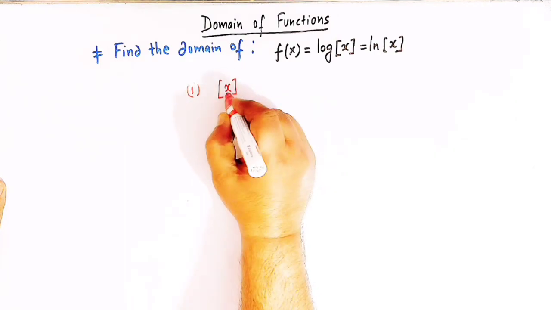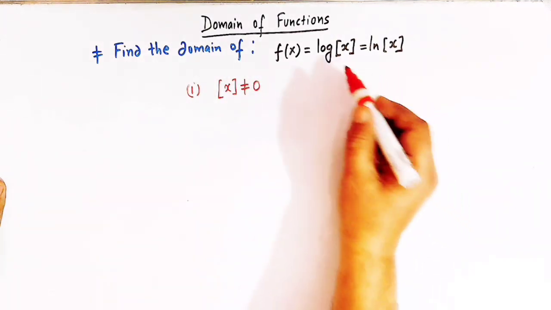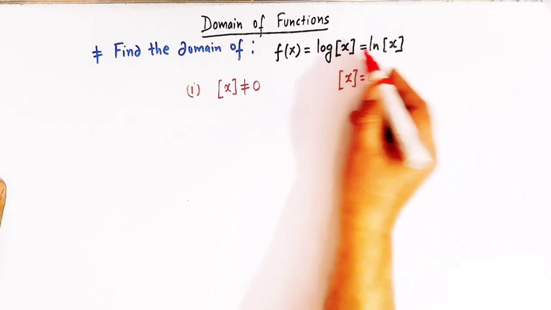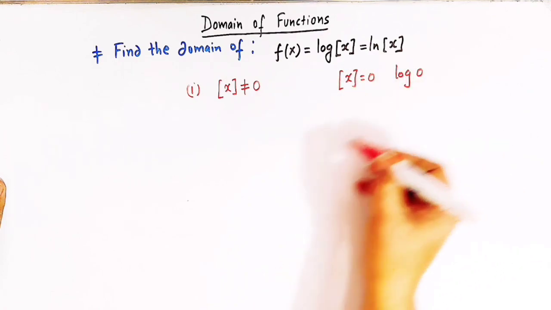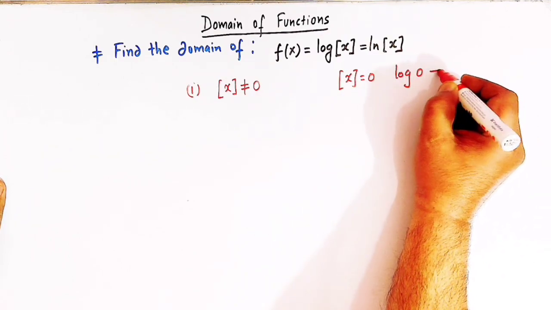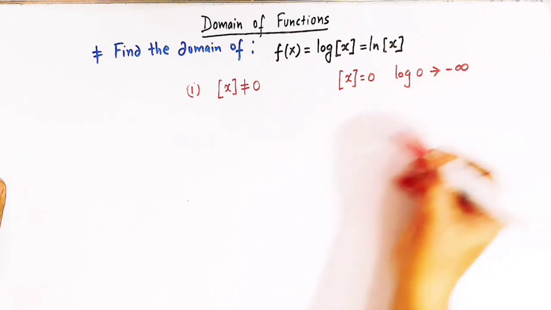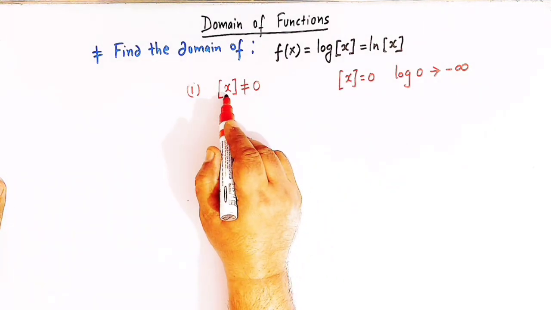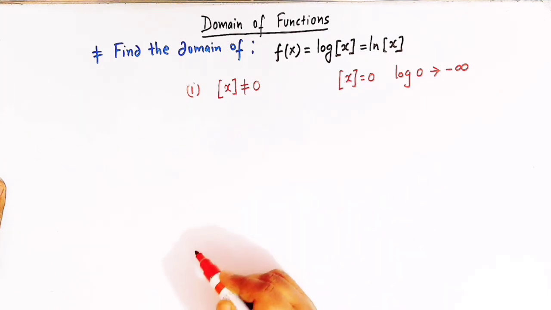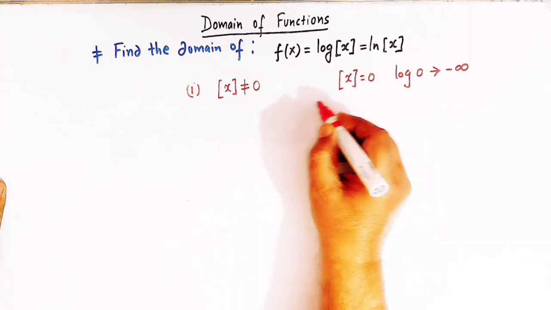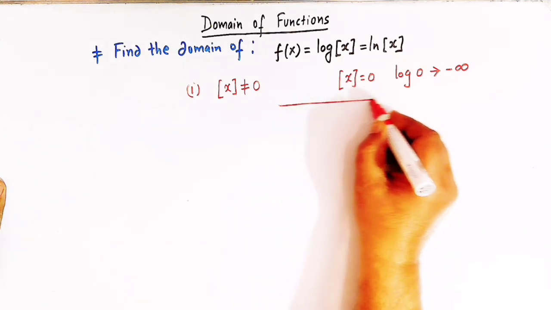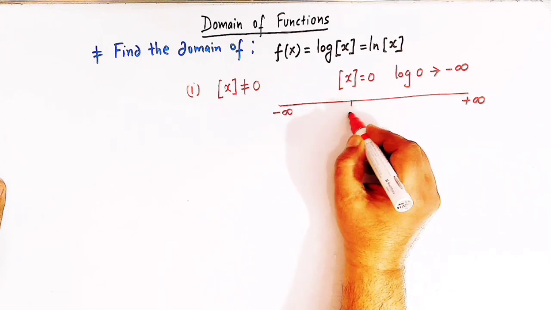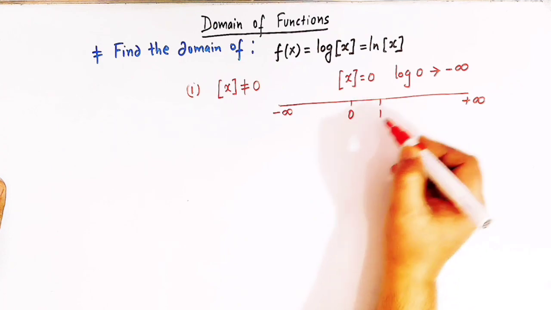So greatest integer of x should not be equal to 0 because when greatest integer of x is equal to 0, then we have log of 0, and log of 0 tends to minus infinity, right? So here we have to avoid all those values of x which make greatest integer of x equal to 0. Now to understand this point, let us draw the real number line, and here we have 0 and here we have 1, right?